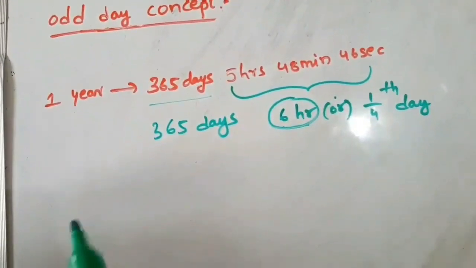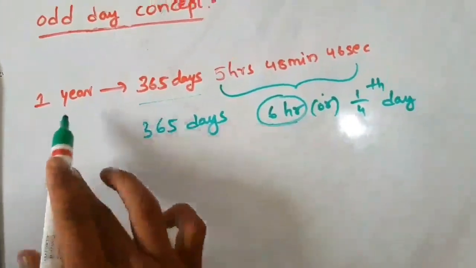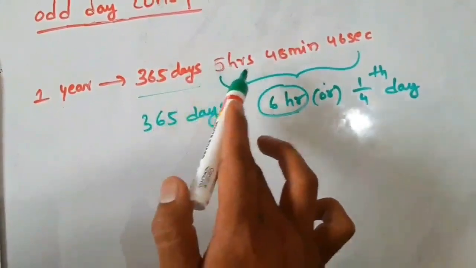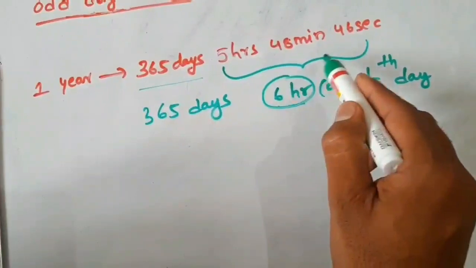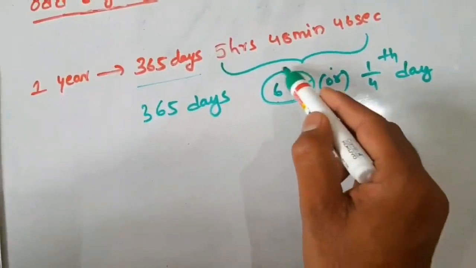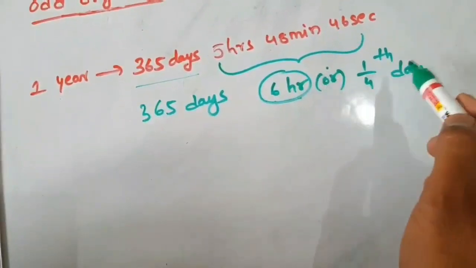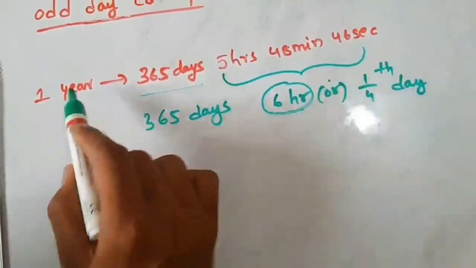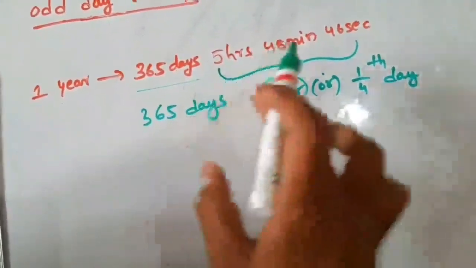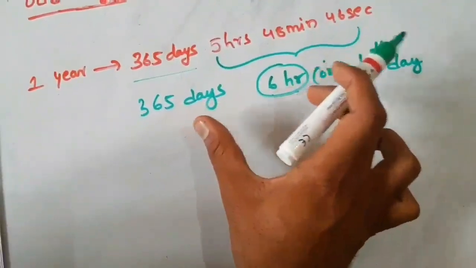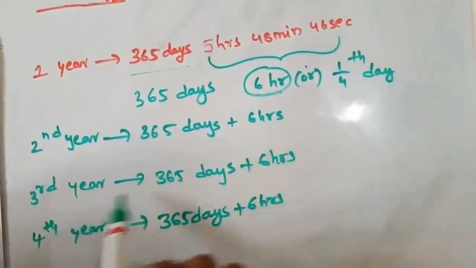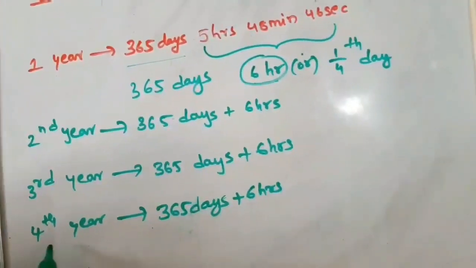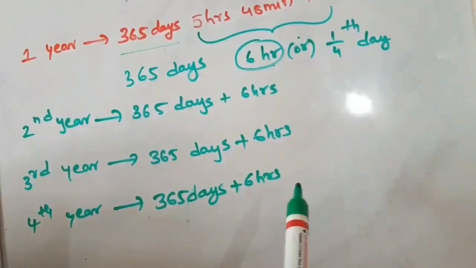Now I am going to teach how the leap year concept came. 1 year means 365 days, 5 hours, 48 minutes, 46 seconds. If I approximate 5 hours, 48 minutes, 46 seconds, I can write it as 6 hours or 1/4th day. So in 1 year, 365 days and 6 hours approximately. In the second year also 365 days, 6 hours. Third year also 365 days, 6 hours. Fourth year also 365 days, 6 hours.